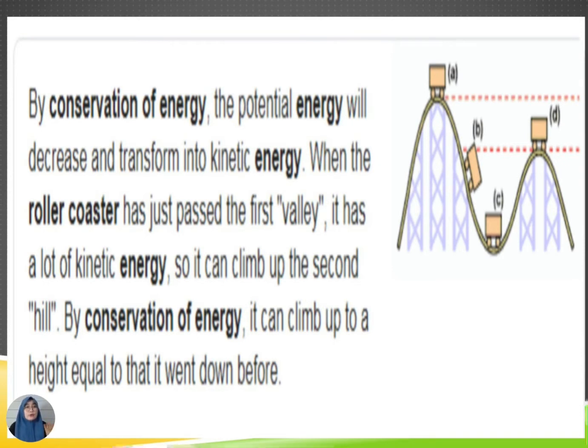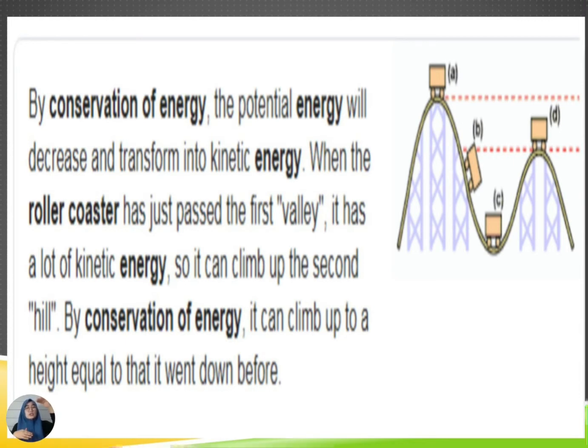When the roller coaster has just passed the first valley, it has a lot of kinetic energy, so it can climb up the second hill. By conservation of energy, it can climb up to a height equal to the height it went down before. That is the application of the principle of conservation of energy.